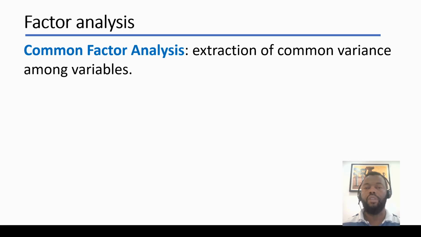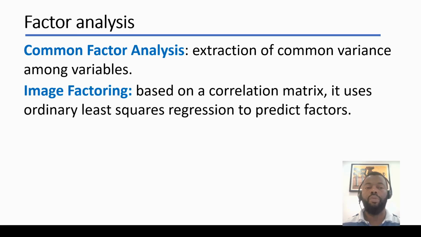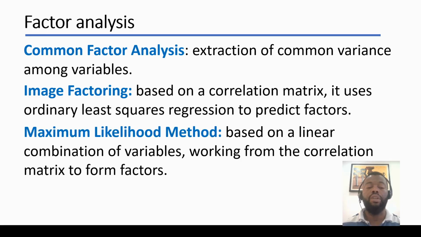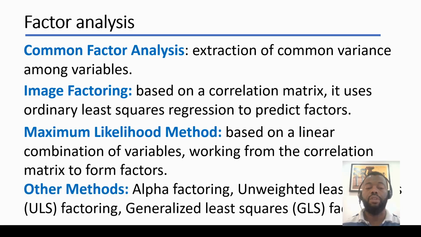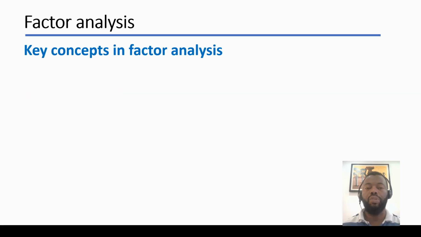We have factor analysis that extracts a common variance among variables. We have image factoring based on the correlation matrix. It uses ordinary least squares regression to predict factors. We have the maximum likelihood method based on a linear combination of variables, working from the correlation matrix to form factors. We have other methods like alpha factoring, unweighted least squares factoring, generalized least squares factoring.